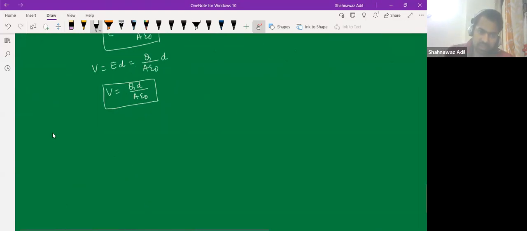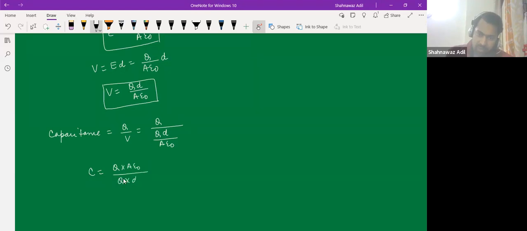The capacitance would be how much? Capacitance is Q by V. Q is Q, and V we have calculated as Q d by A epsilon naught, so this thing will go in the numerator. So capacitance would be Q into A epsilon naught by Q into d.